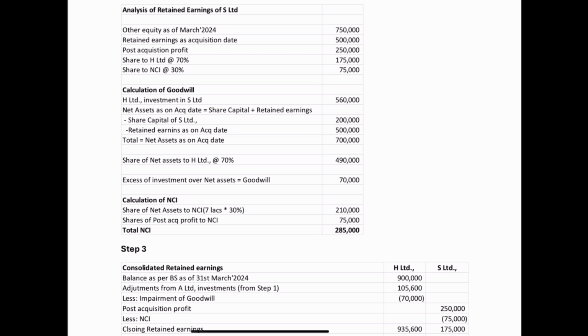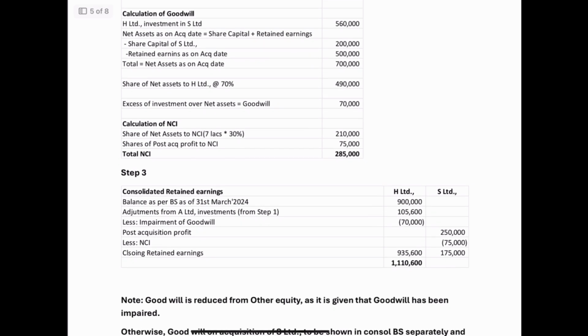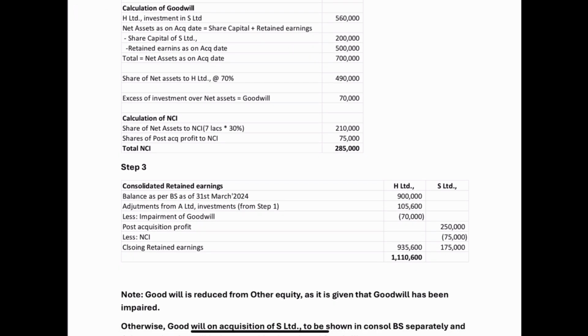Okay, so H Limited actually paid 5,60,000 rupees to acquire the net assets value of 4,90,000. So 5,60,000 minus 4,90,000, that 70,000 is the goodwill. So this goodwill is supposed to be accounted, but in the example it has been given that this has been impaired. So let's see how the impairment entry needs to be passed. Okay, this is the second one.